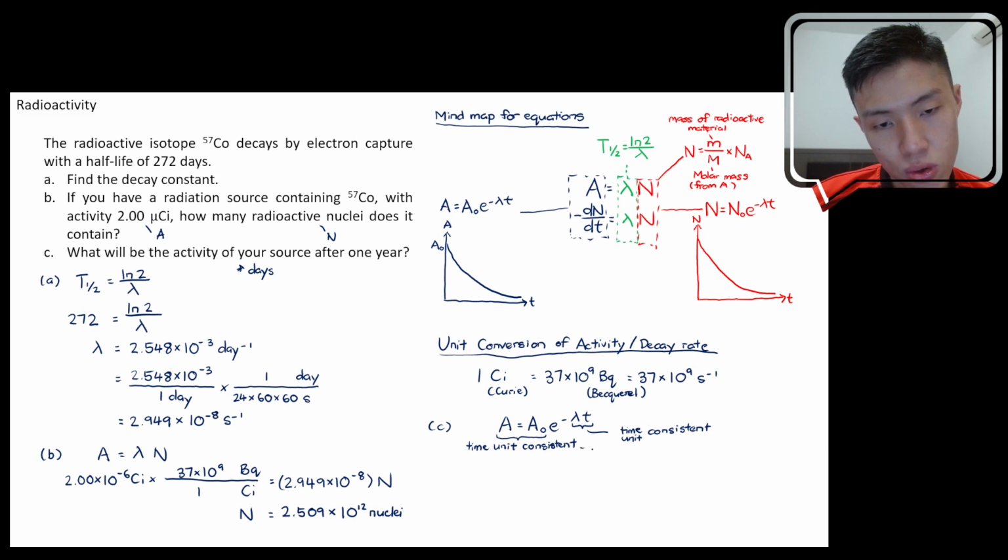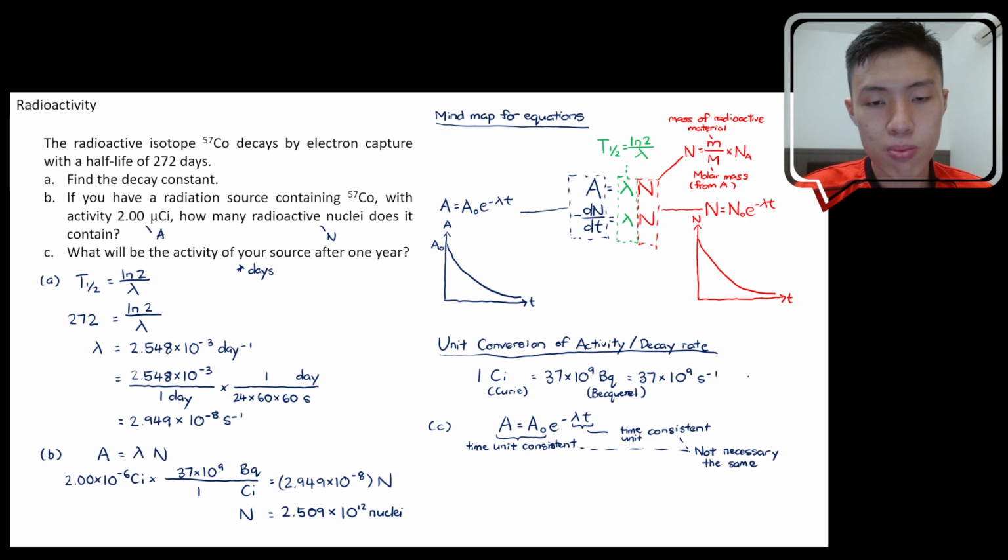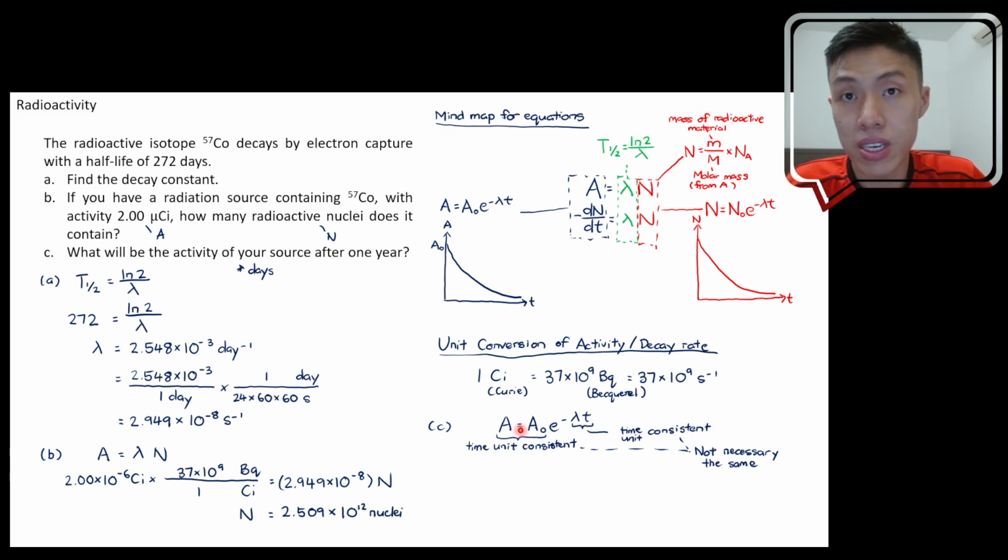But between these two, not necessarily the same. You can have activity in per second, but you can have your lambda and T in days. Not necessarily the same. So if I can actively choose to take A and A naught, the activity, to be in becquerel or in curie, there's no problem. And it can be different.